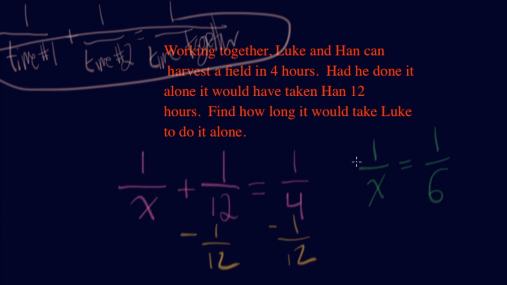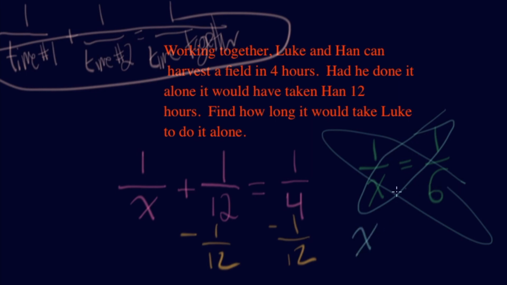You can just look at this and say, these are equal, so what does x have to be? It has to be 6, if you just look at it. But if you wanted to use algebra, you could cross multiply and solve. You can go and do that if you wanted to. So here you'd get x times 1, which is just 1x, and 6 times 1 is just 6. So you can just kind of see it there algebraically. So how long did it take Luke to do it all by himself? 6 hours. He's a little bit slower than Han, which, if you've seen the movies, it might make sense.